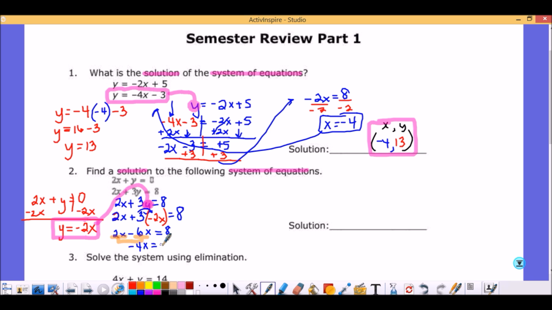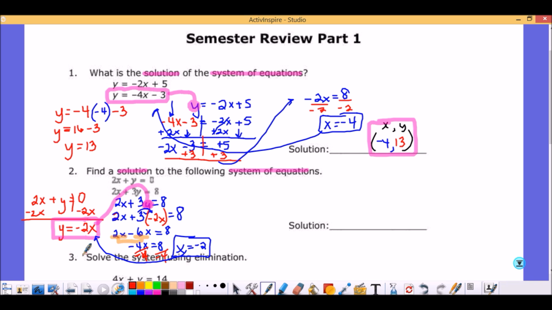All right, solve it up. Do the math in this last part. I'm going to divide both sides by negative 4. And so now I get x equals negative 2. All right, so now I need to take this back so I can figure out what my answer is for y. So I'm going to take it back.